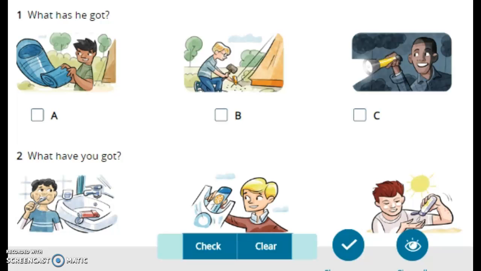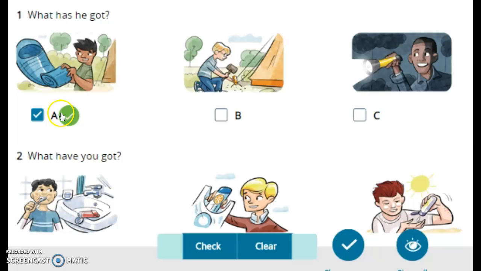Listen and tick. 1. What has he got? What has he got? Has he got a tent? No, he hasn't. He's got a sleeping bag.